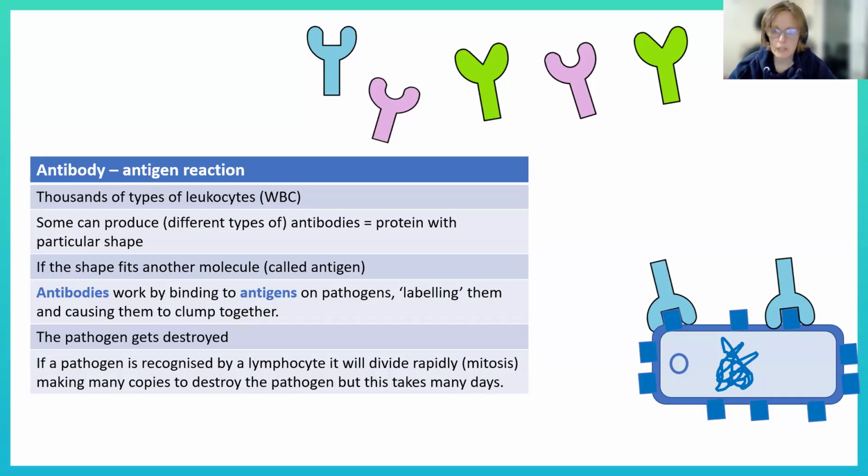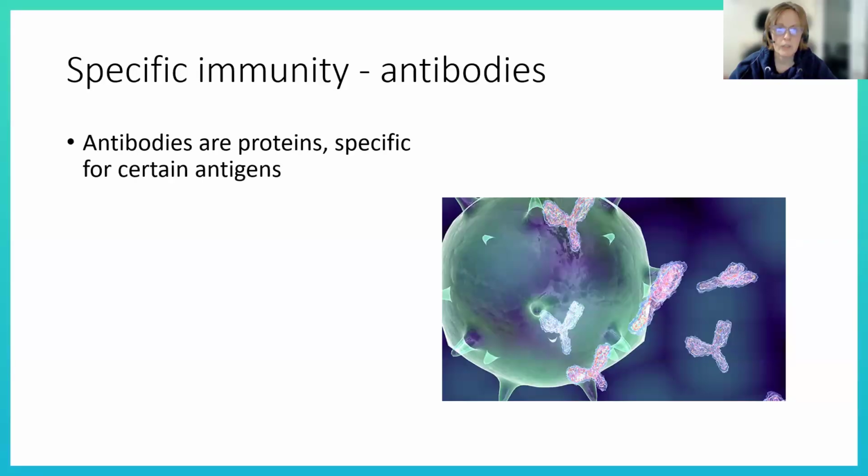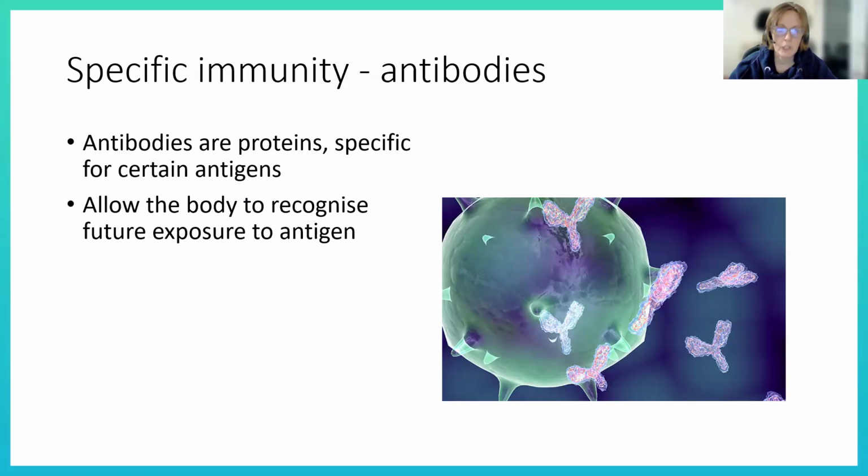If a pathogen is recognized by a lymphocyte, so a cell producing these antibodies, what it will do is divide rapidly and make loads of copies of itself to help it destroy these invading pathogens. So the antibodies are proteins. They're very specific and they match certain antigens.